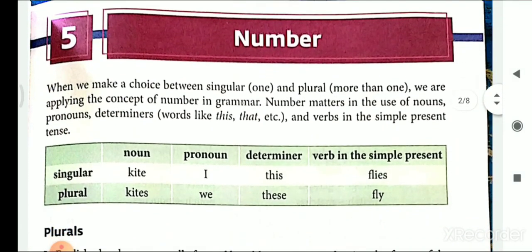My dear students, first of all, let's discuss what numbers are. In the subject of English grammar, when we talk about one particular thing or person, it is considered singular. But when we talk about more than one thing, it is considered plural. Numbers matter in the use of nouns, pronouns, determiners, and verbs in simple present tense.